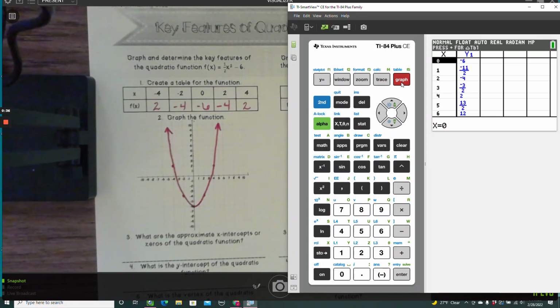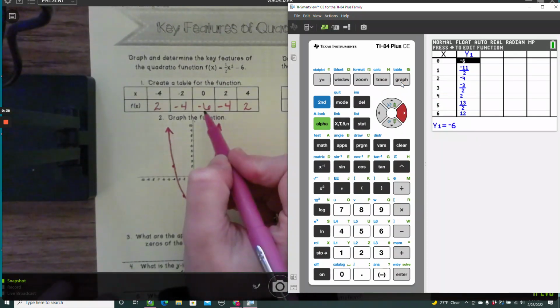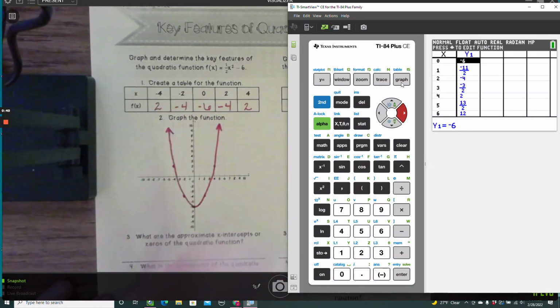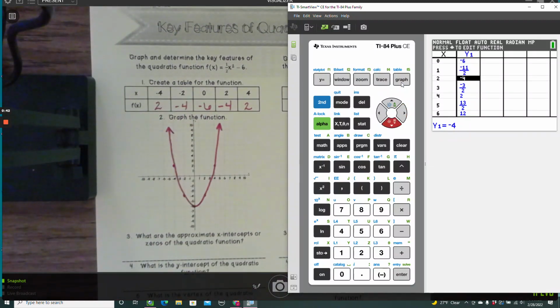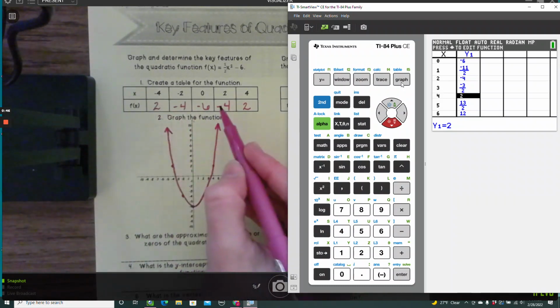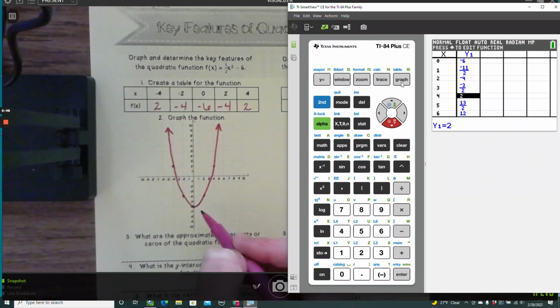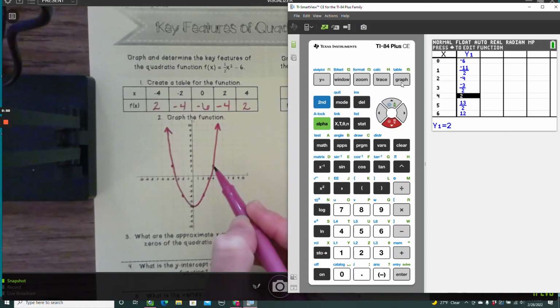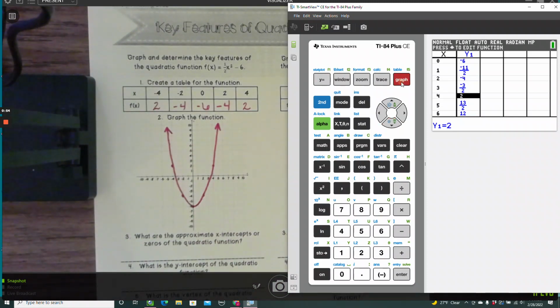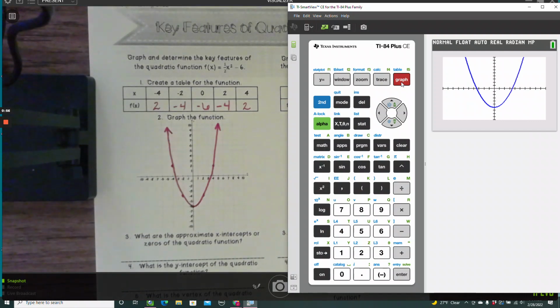You can see here when x is 0, y is -6. So I pulled all these values from this table. There's 2, there's 4. And then I plotted the points. Each of these points here, okay? And then I connected the line. Okay, so now I'm going to go to the graph of this function.